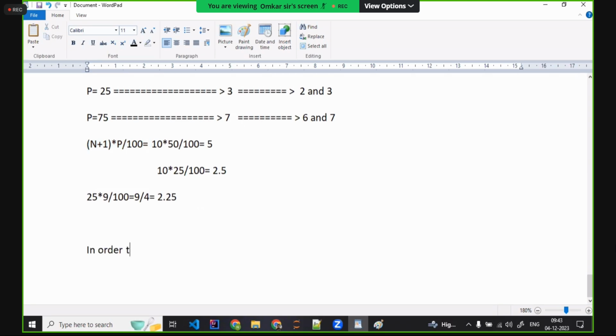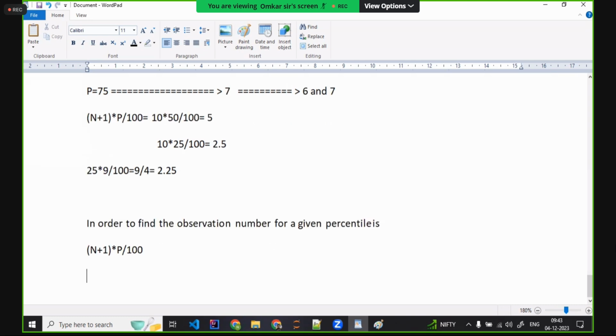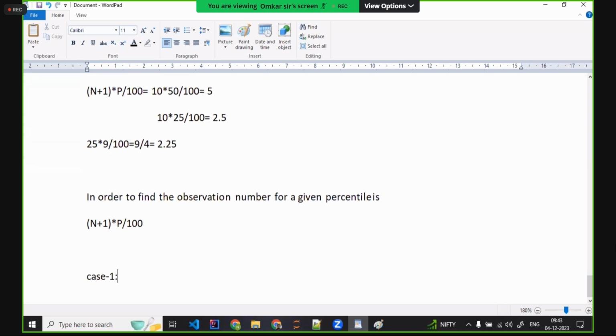So in order to find the observation number for a given percentile, it is n plus 1 into p divided by 100. Let's see case 1.